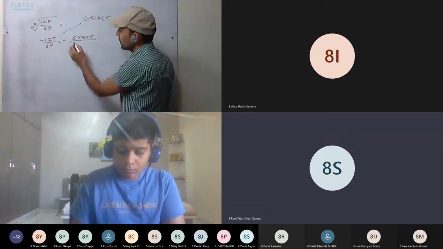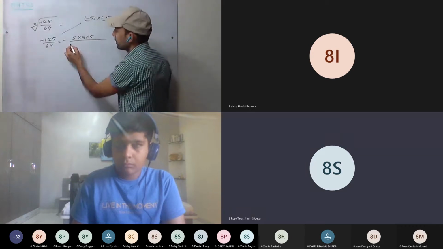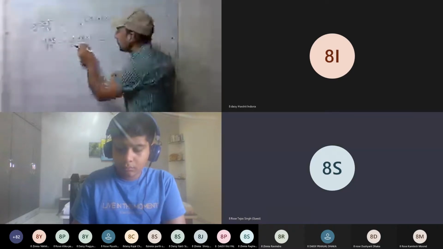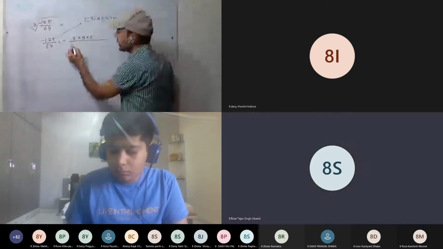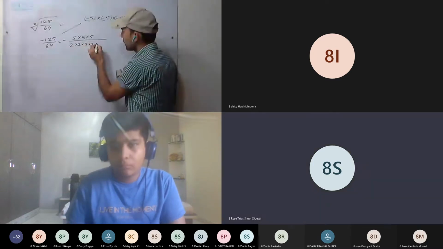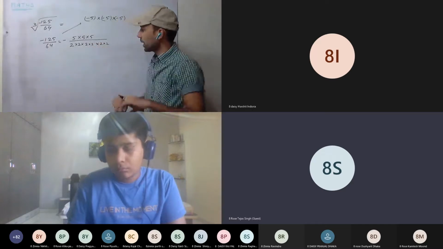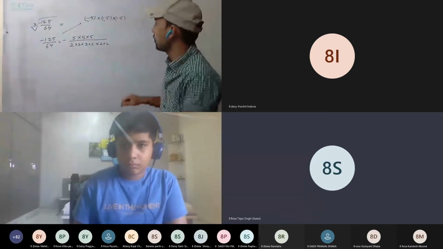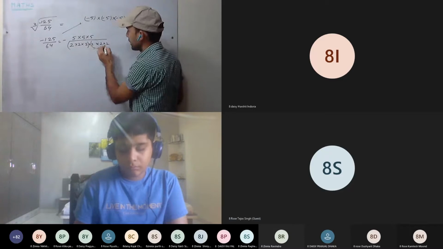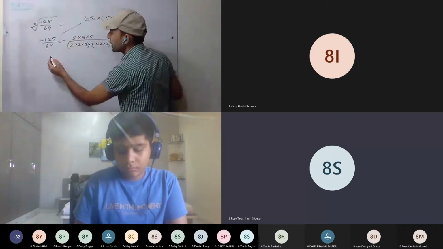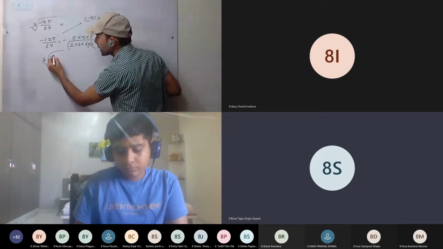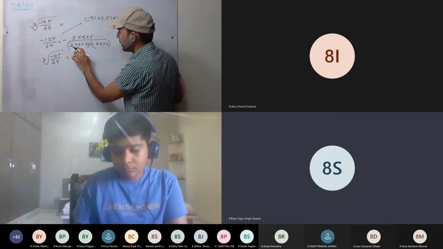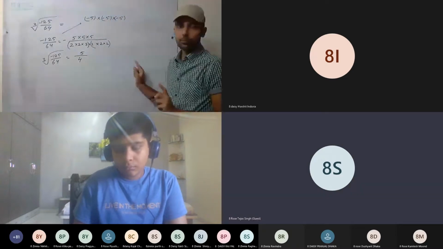We can keep the 64. Sir, 4 into 4 into 4. Or you can write 2 into 2 into 2 and so on. Now form the triplet. So the cube root of minus 125 upon 64 will be how much? Minus 5 upon 4. Yes.